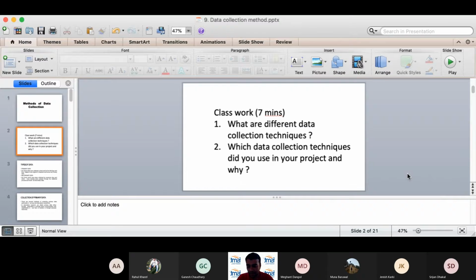After that we will start our discussion, because there are not many slides for today. We discuss the different data collection techniques, and most of them you have already known. It will work as a revision for you. So please do this classwork, and we'll discuss according to the responses that you have obtained.